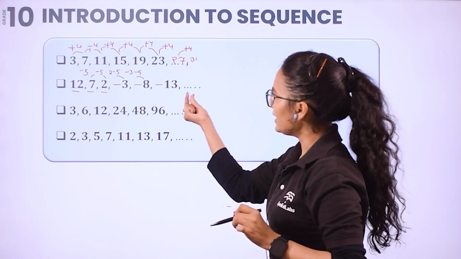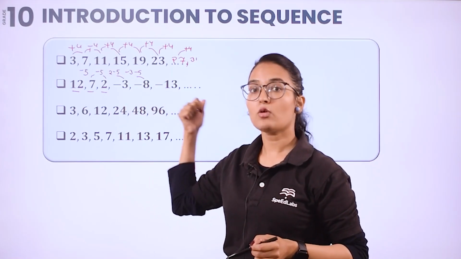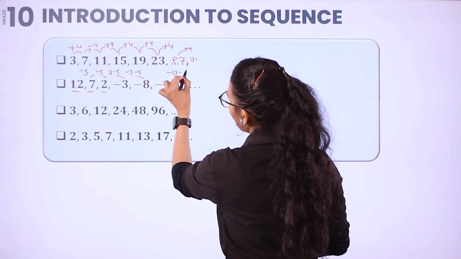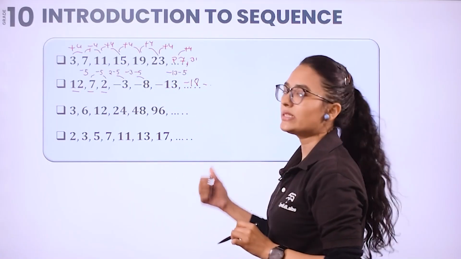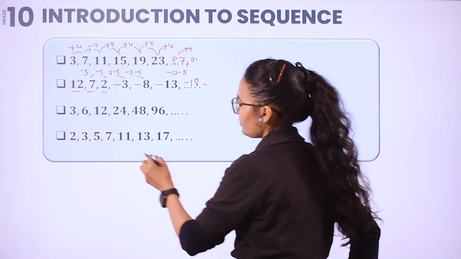The number is decreasing. Again, if I know the rule, I can always find the next number. So what is the next number here? Minus 13 minus 5. That will give me minus 18. And the sequence goes on, right? Now look at the next one here.